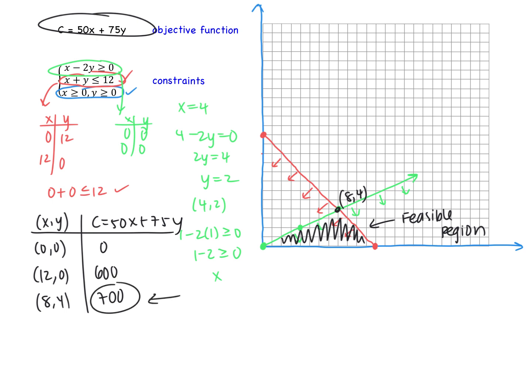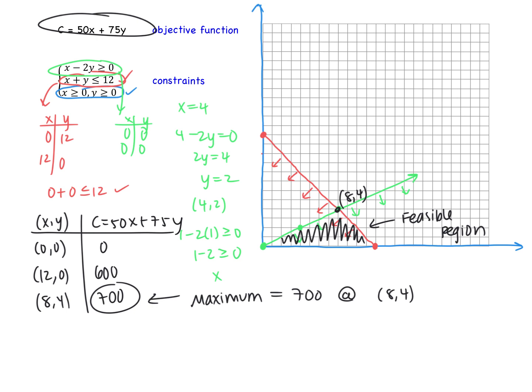Here's how you're going to write that. The maximum is 700 at the point 8 comma 4. Sometimes you'll be asked for the minimum, sometimes you'll be asked for the maximum. Sometimes there's going to be 3 vertices, sometimes there will be more than 3.